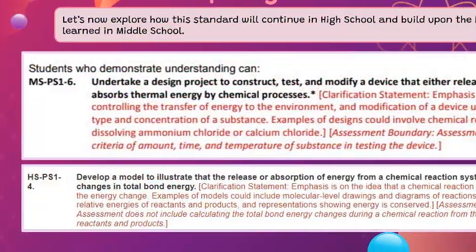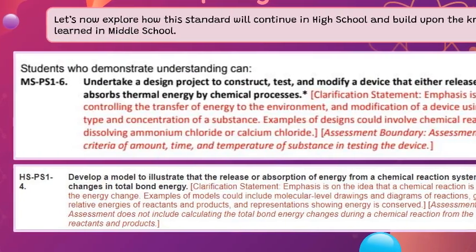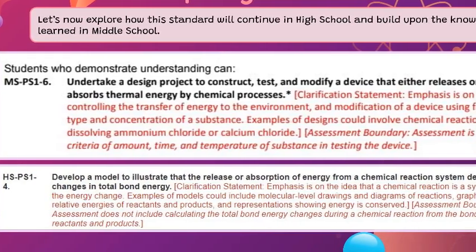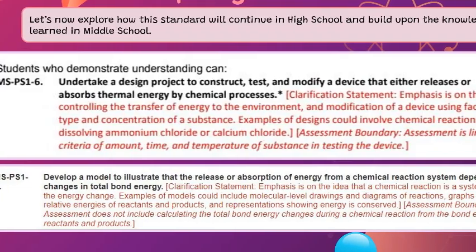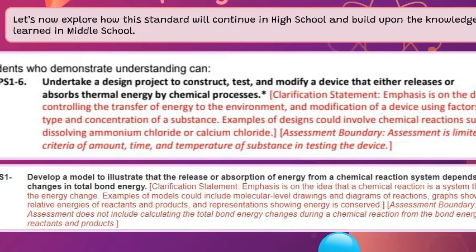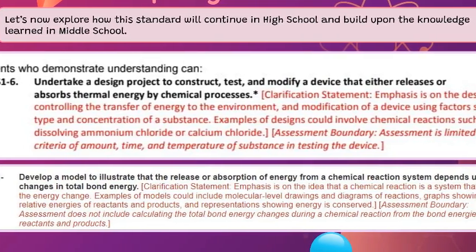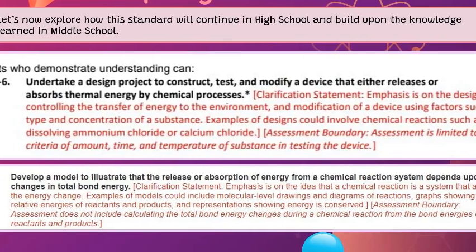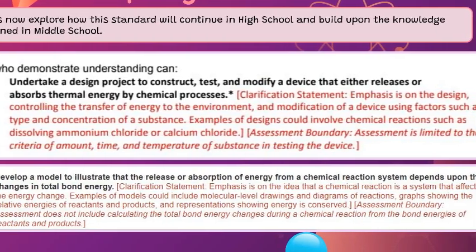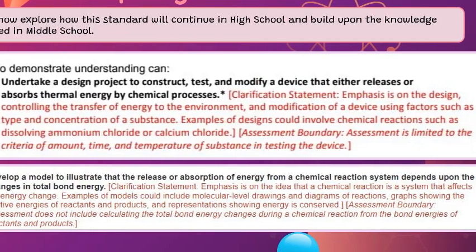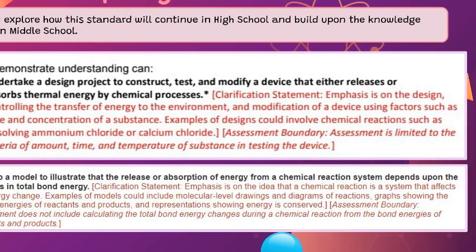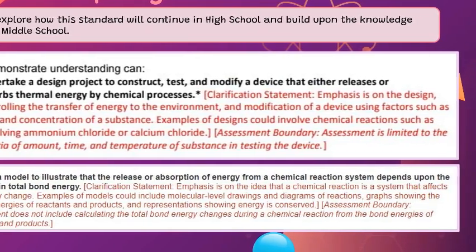Comparing standards. Let's now explore how this standard will continue in high school and build upon knowledge learned in middle school. The middle school standard was focused on how changing the reactants can change what happens to the energy released or absorbed. Whereas in high school, they're developing a model to illustrate that the release or absorption of energy from a chemical reaction system depends on the changes in the total bond energy. So they're talking more about the bonds and how, on the molecular level, that changes the amount of energy that goes into or out of the system.